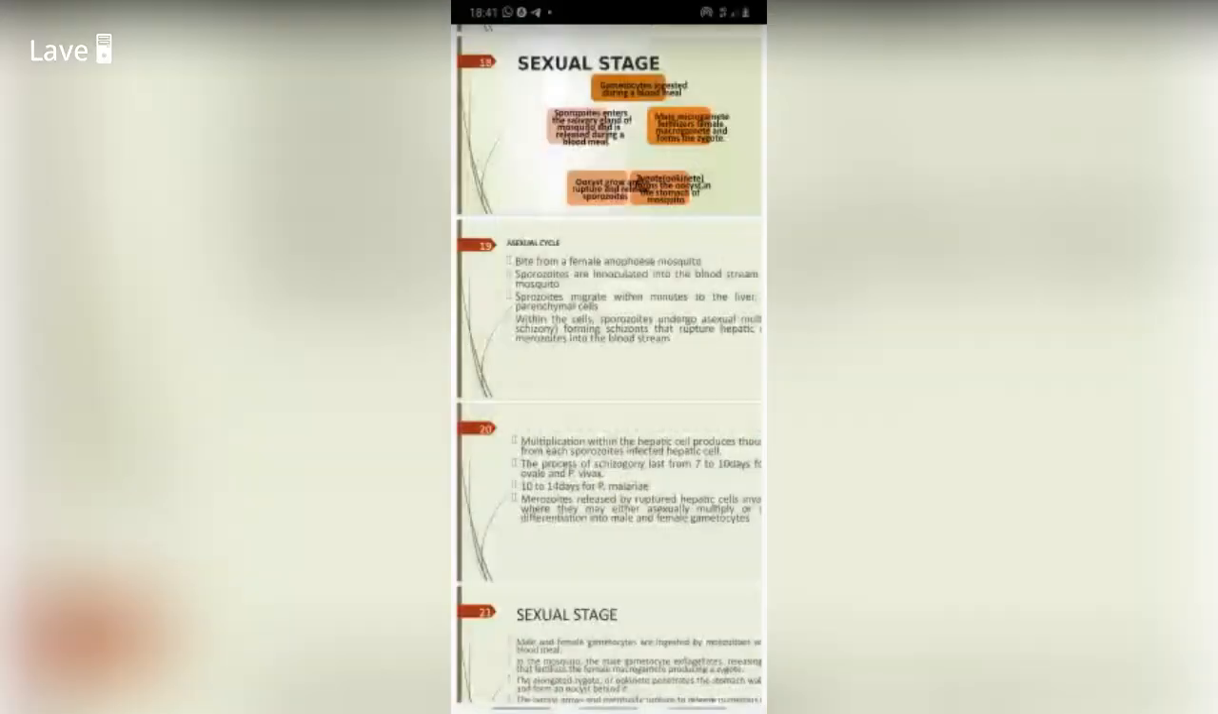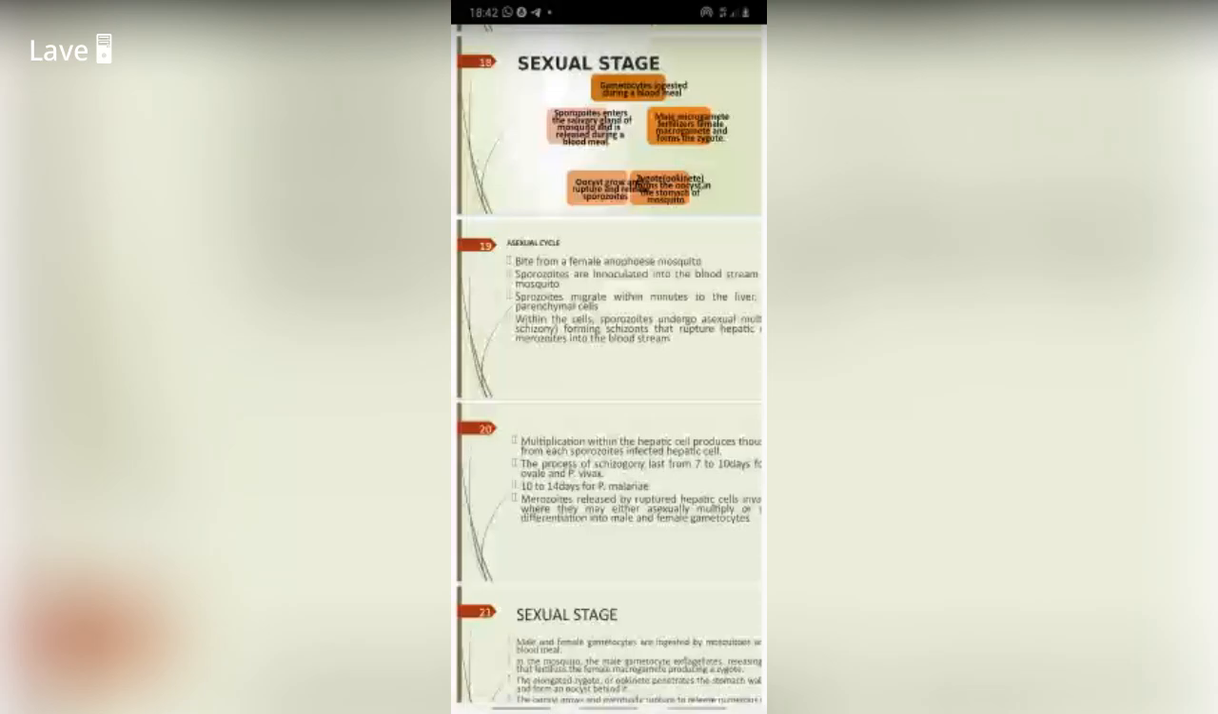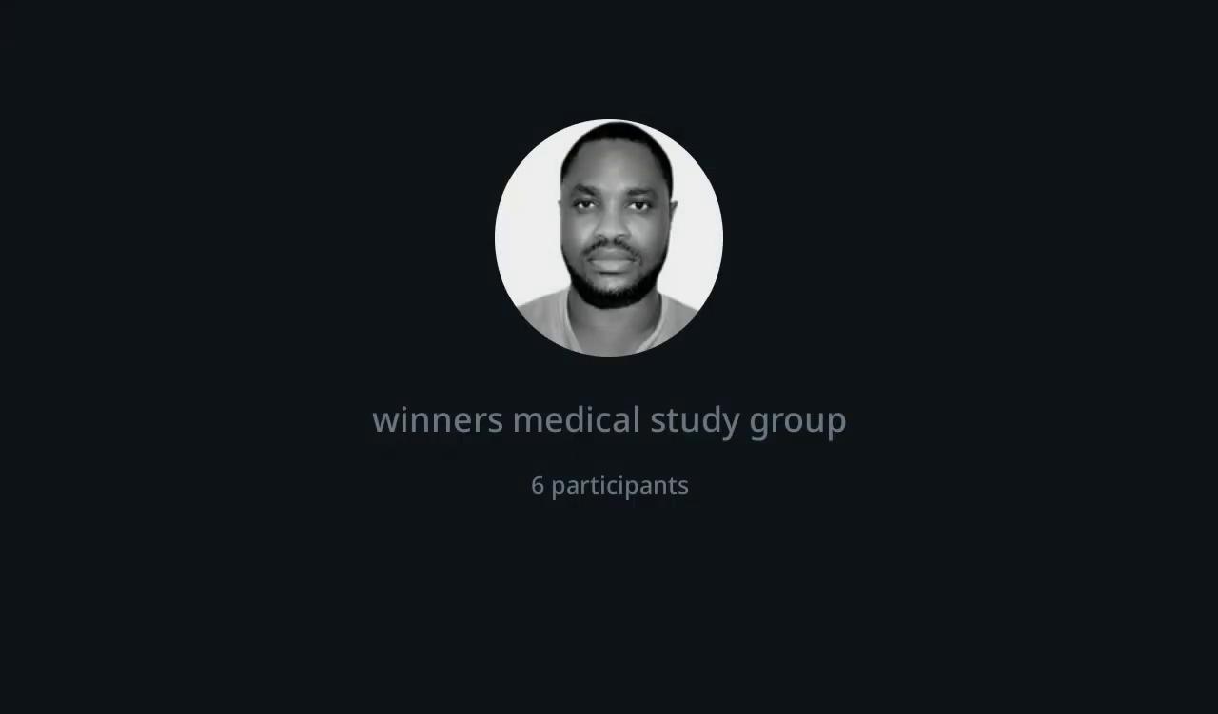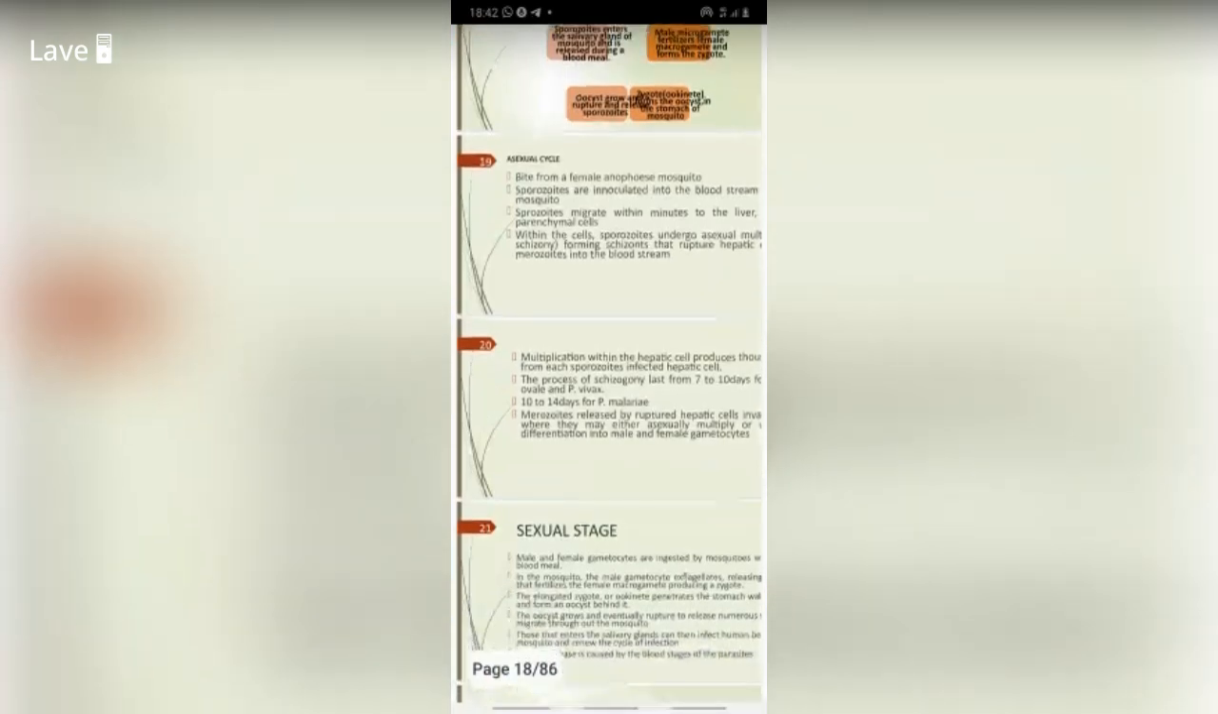So what does the mosquito pick from our body? It picks gametocytes. Gametocytes, male and female, fuse to form the zygote, then the oocyst, and the oocyst ruptures to give sporozoites that go to the salivary gland of the mosquito, and then it releases it back into the human during a blood meal, and then from the human through the blood to the liver, and the cycle continues.